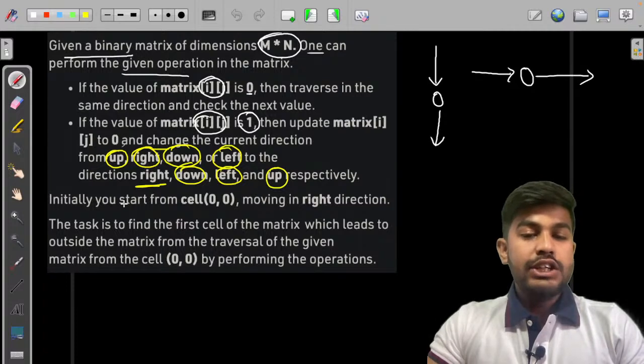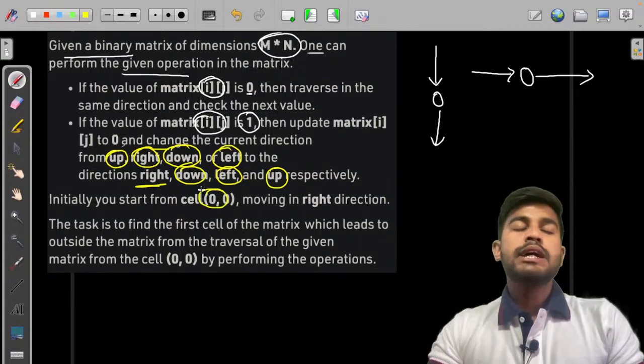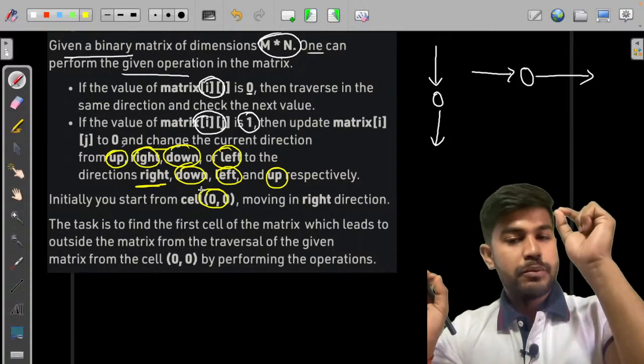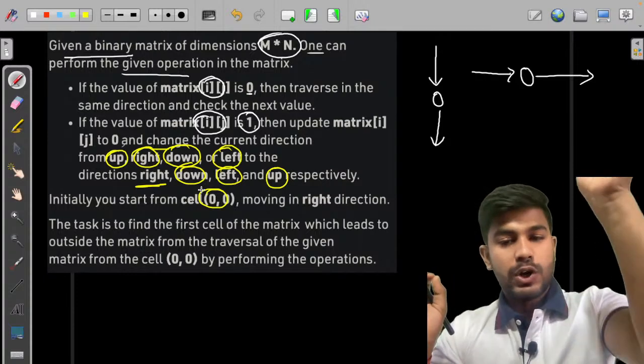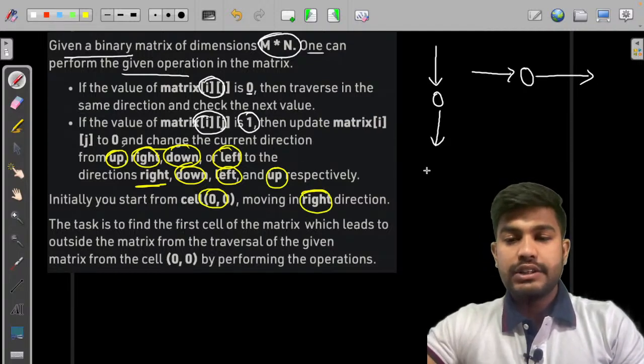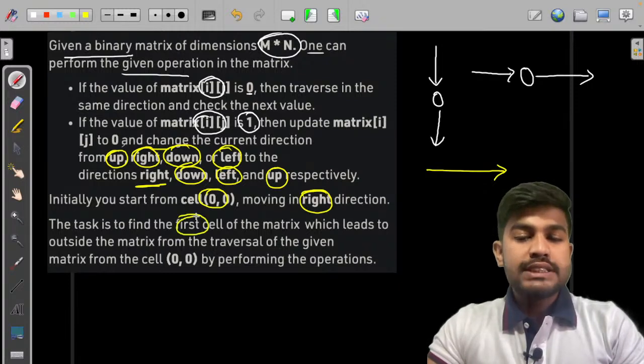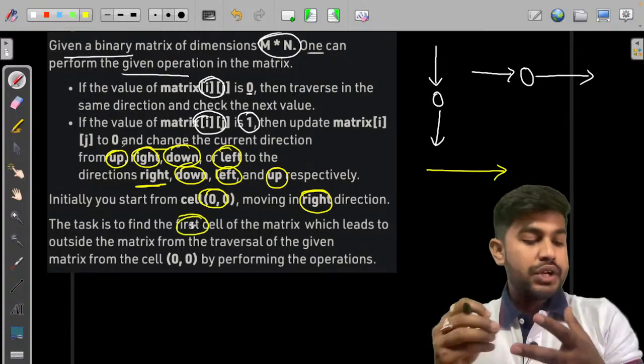Moving forward, initially you start from the cell 0, 0. Okay, so the starting point is the 0th point, the top left corner. And then you need to move in the right hand direction. You need to move on this side. The task is to find the first cell which leads outside the matrix.